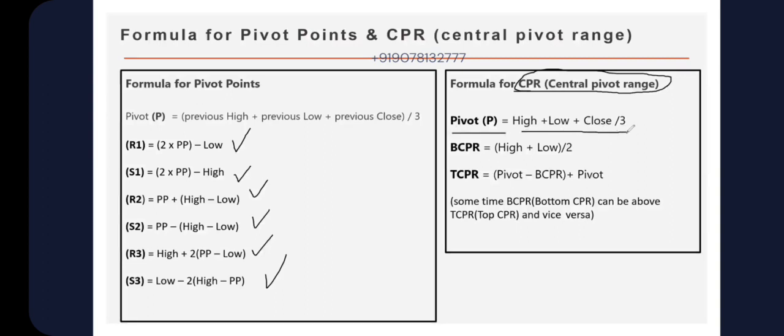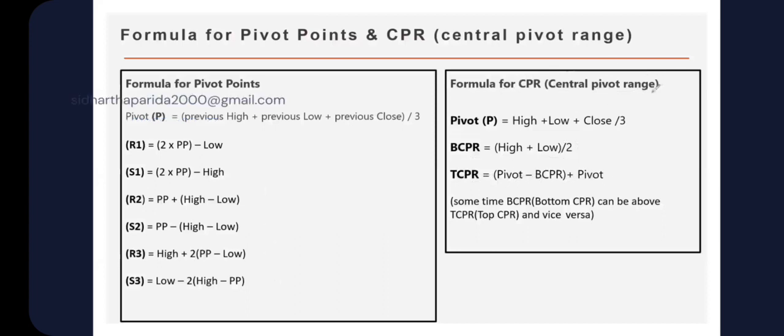Pivot is high plus low plus close divided by 3. What are high, low, close? Of the previous day, right? Because we are using daily CPR here. Bottom CPR is previous day high plus previous day low divided by 2. And top CPR is pivot minus bottom CPR plus pivot, right? So that is the formula for central pivot.